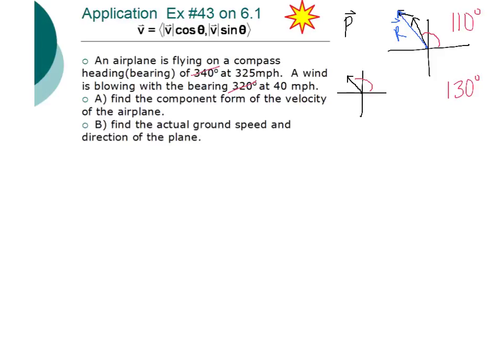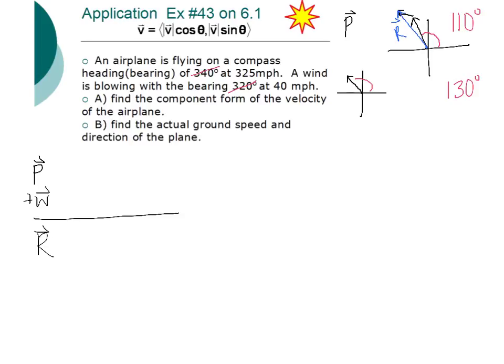Okay, let's come over to this side. I'm trying to write little because this is a big problem. I want to take my plane vector and I want to add to it my wind vector. And when I add the two vectors together, I'm going to have my resultant vector. And that's what I want.